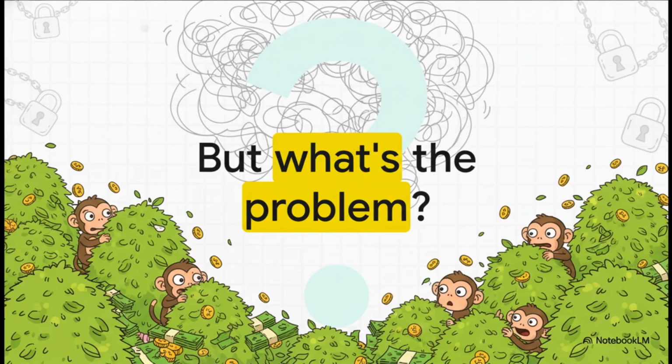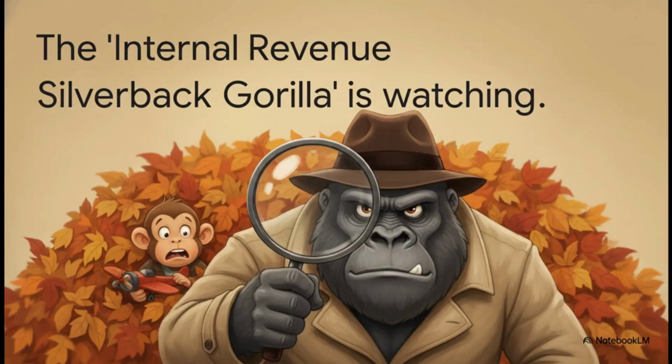But here's the catch. Having a huge pile of cash that you got illegally creates a very, very big problem. And this guy, this is the problem. The Internal Revenue Silverback Gorilla. He's the one watching all the money flowing through the jungle. If Monkey just strolls into the bank and tries to deposit 1 million leaves, bam, alarm bells are going to go off everywhere. The silverback's going to show up asking one simple question. Where did you get all this?